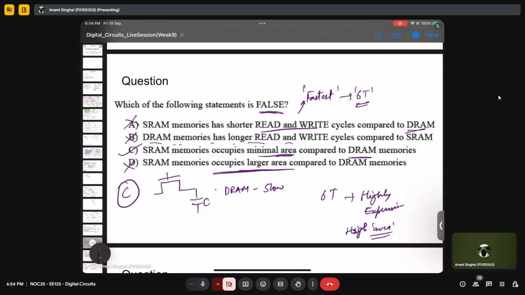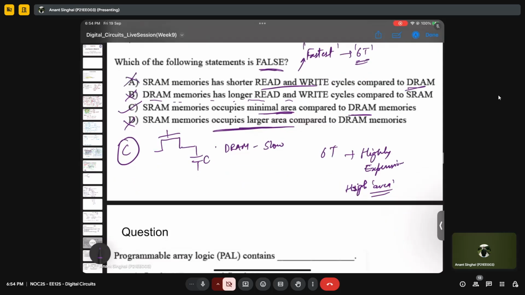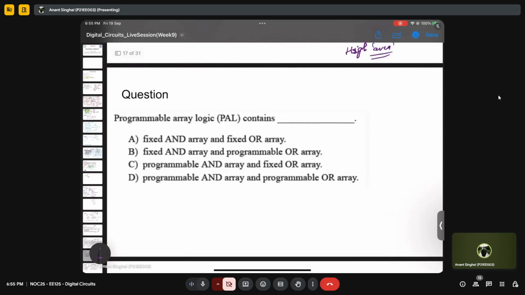Yes. Okay, so we have a next problem which is programmable array logic contains. Let me write by myself only. So we have two circuits, one is called PLA, one is called PAL. The PLA has a programmable AND and programmable OR. Then we have PAL, in which we have programmable AND and fixed OR. There is one more which is called PROM.